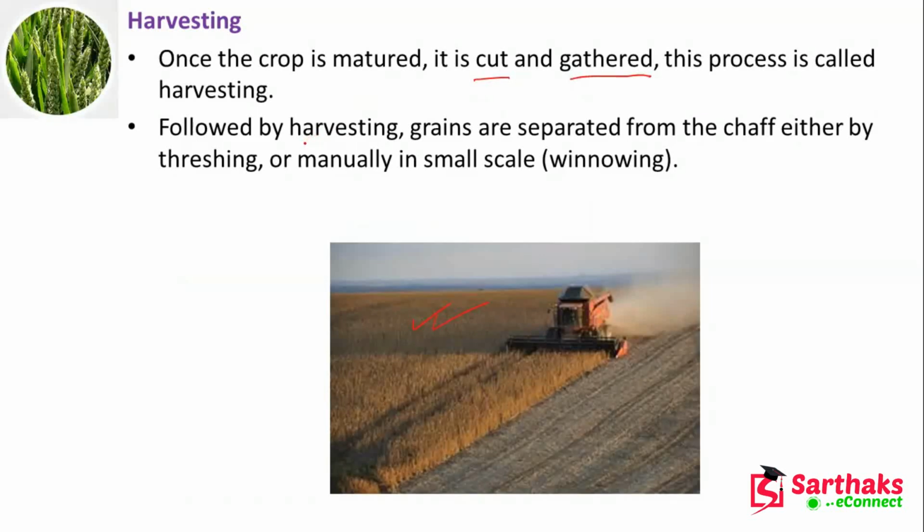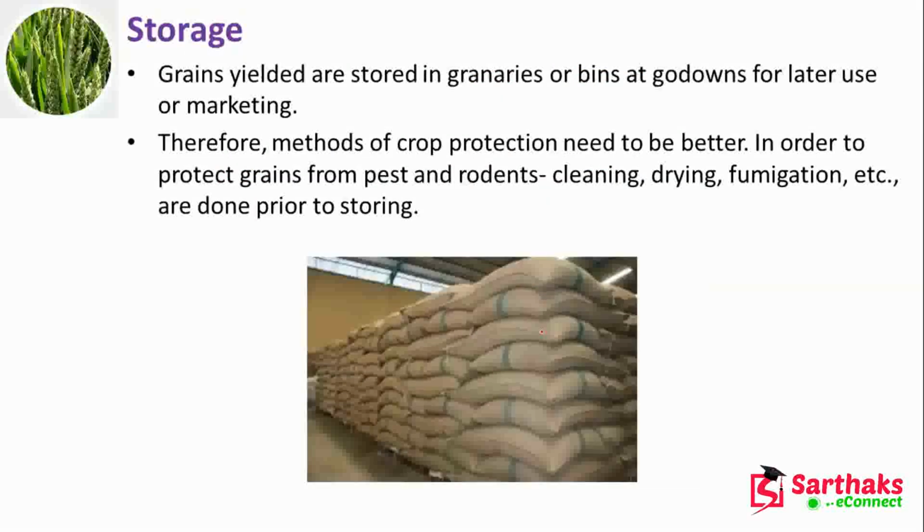So the grains are separated from the chaff, either by threshing and manually in small scale, or winnowing we are using. Okay. So here we have used some artificial technique. We are using some machine here to get all the crops. Okay. Now the storage.